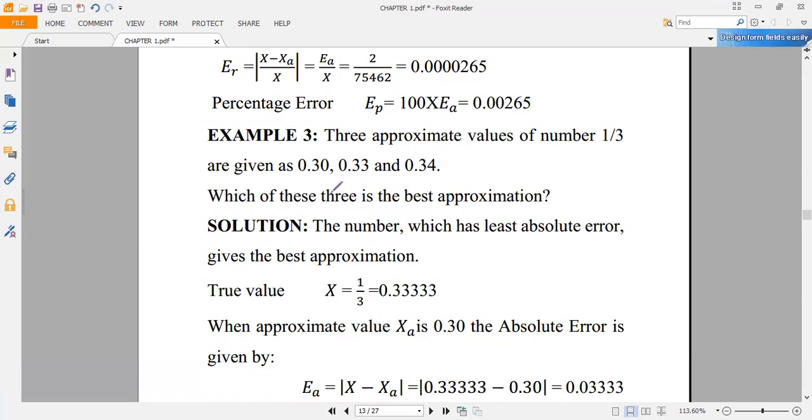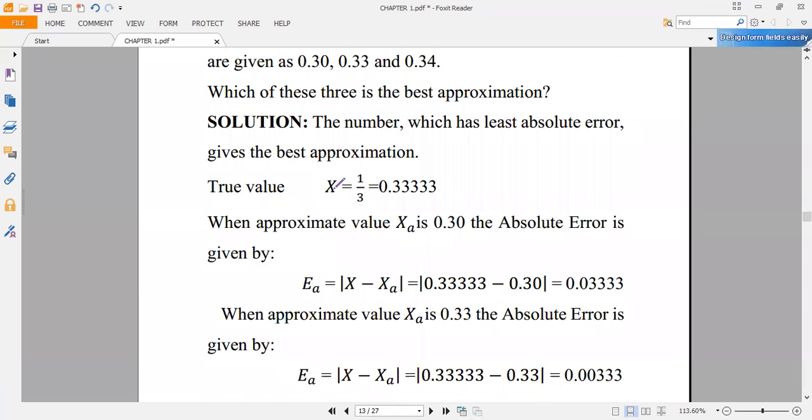The third example: 3 approximate values of 1 over 3 are given, which are 0.30, 0.33, and 0.34. Which of these 3 approximations is the best? To find the best approximation, we compare the absolute errors. The number which has the least absolute error gives the best approximation. The true value is 1 over 3, which is 0.3333 and so on to infinity. The approximate value is x approximate.